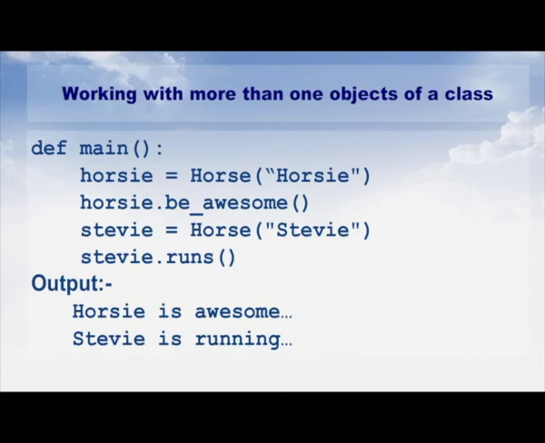This is a simplification for understanding purposes that I have created only two objects, but in fact in object oriented programming, depending upon the complexity of the problem, you can have multiple classes and multiple methods that can interact in a complex way. In short, we have created a second horse object called Stevie and passed the name Stevie to it. In this example, we use the be awesome method with horsey and the run method with the Stevie object.